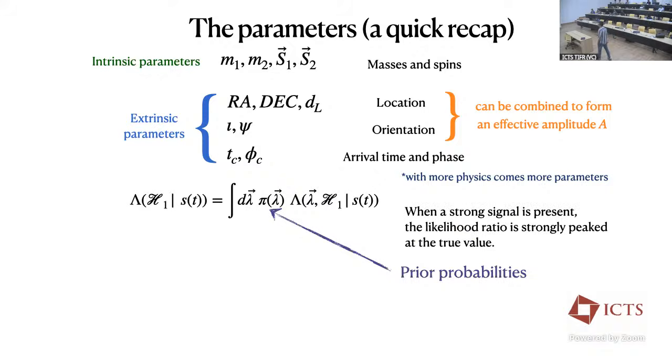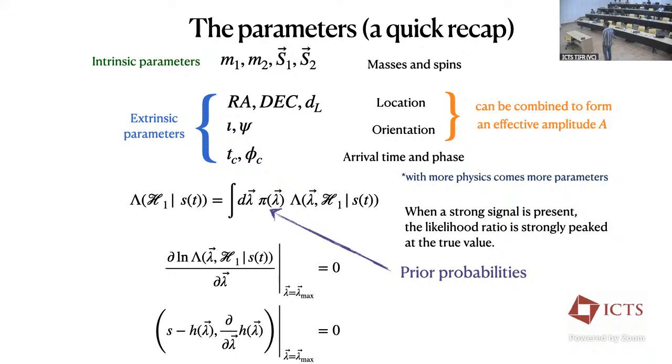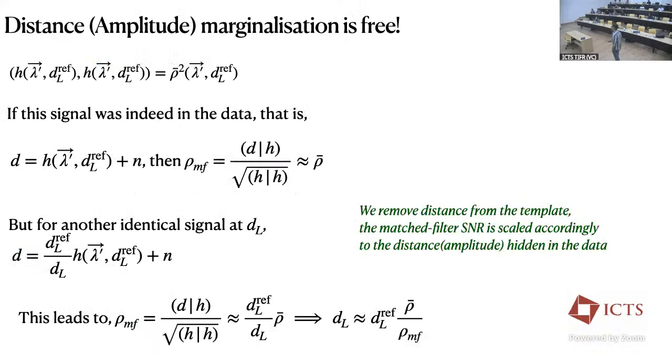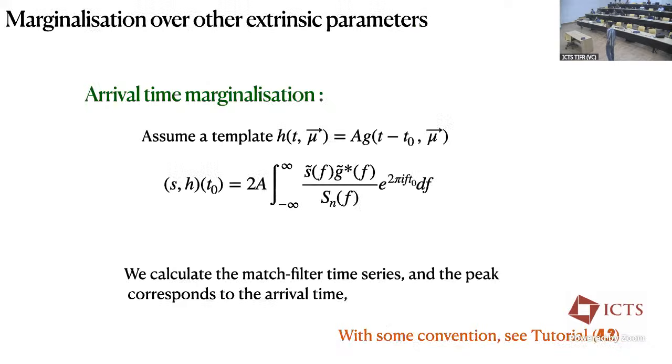Now, if a strong signal is present, just like we do stationary phase approximation, we can approximate this particular integral to be at a particular lambda where this thing maximizes. And this maximization can be done analytically. All right, the amplitude marginalization is free. I think I should skip over this.